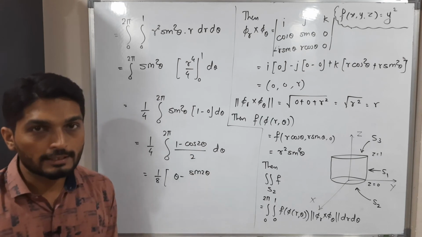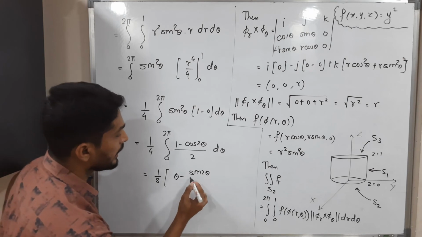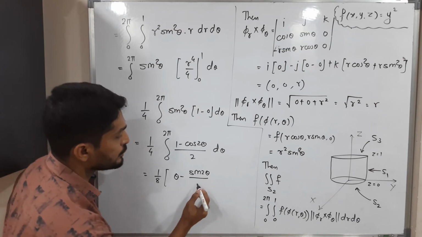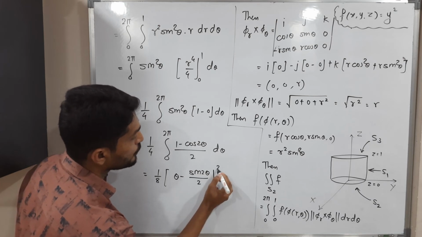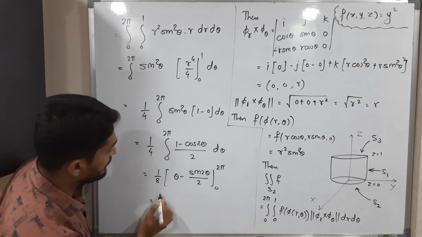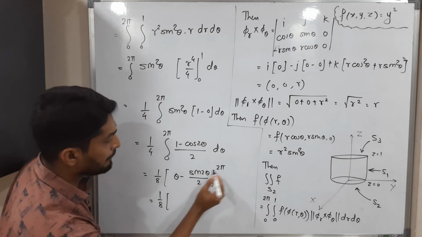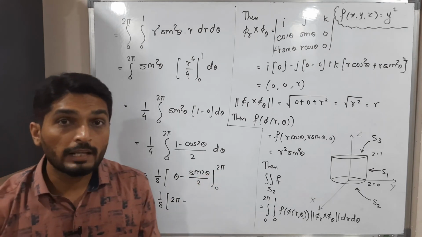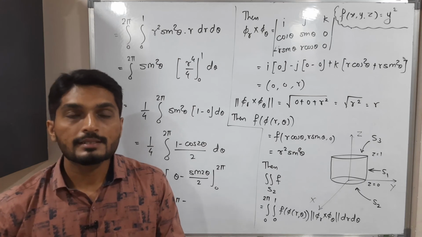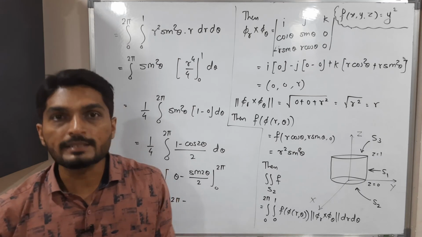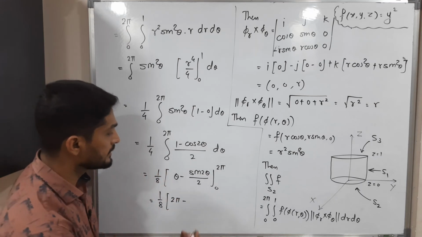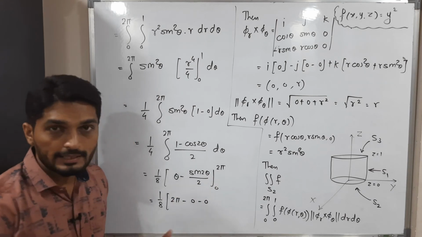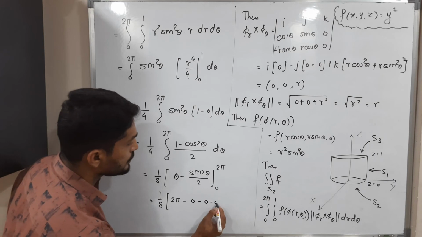But 2 theta is there, so its integration will be sine 2 theta divided by whatever the multiple of theta we write in the denominator. So it will be 2, 0 to 2 pi. So let us put the upper limit and lower limit, 1 by 8. I am putting 2 pi here. If I put 2 pi here, we will have sine 4 pi. Sine n pi is always 0, so sine 4 pi is 0. If I put 0 here, sine 0 is also 0.